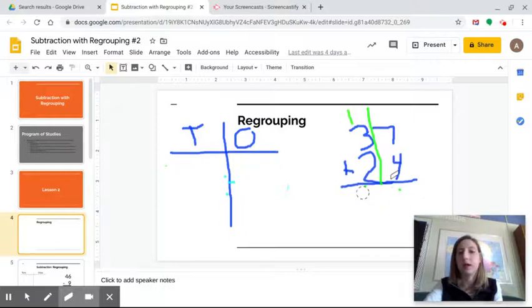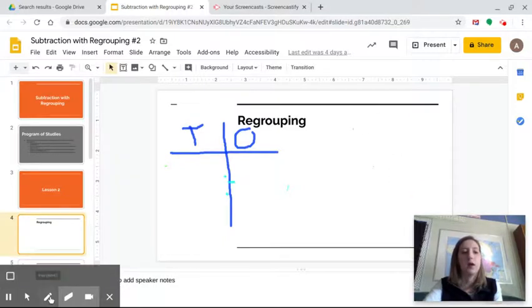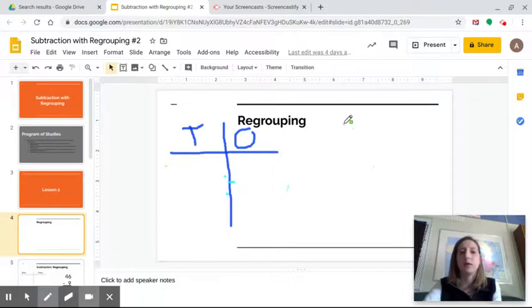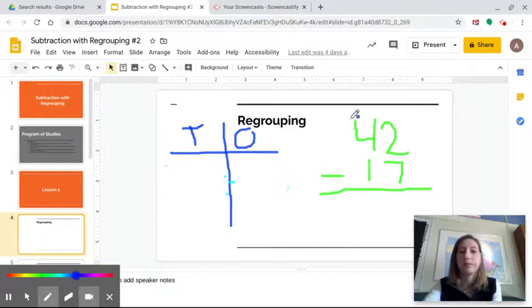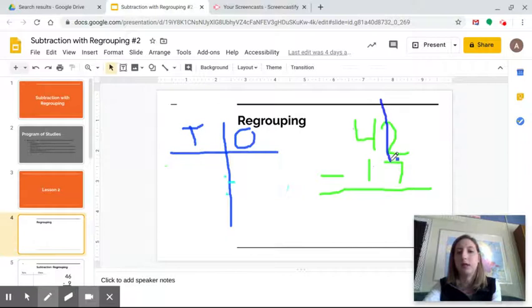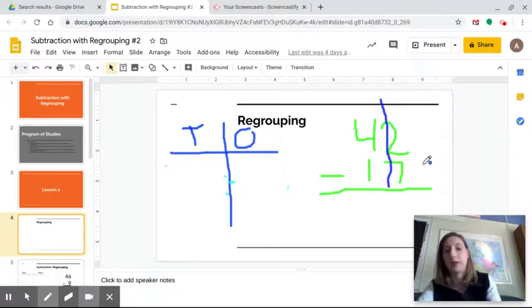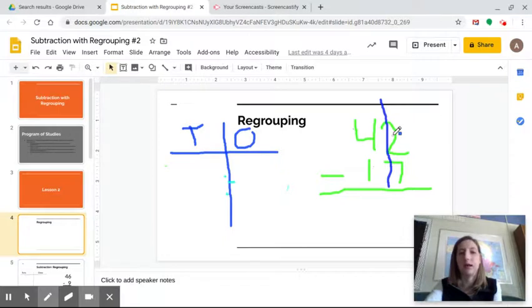So let's just do a quick example of regrouping when you are subtracting instead of adding. Okay, so I'm going to subtract now. So I've got, let's say, 42 minus 17. I know that 42 is bigger than 17, which is why it can go on top, because it is the bigger number. I'm going to split my tens and ones just to make that a little bit easier, because if you can add and subtract small numbers, you can add and subtract big numbers.